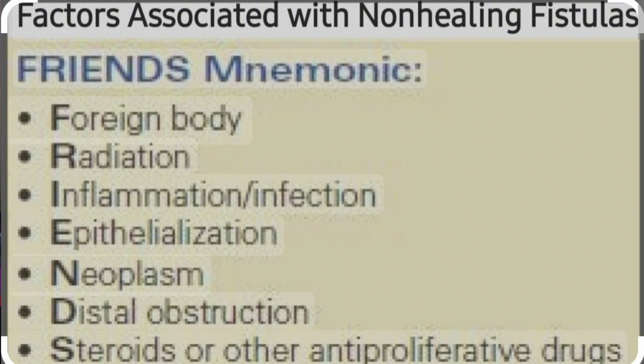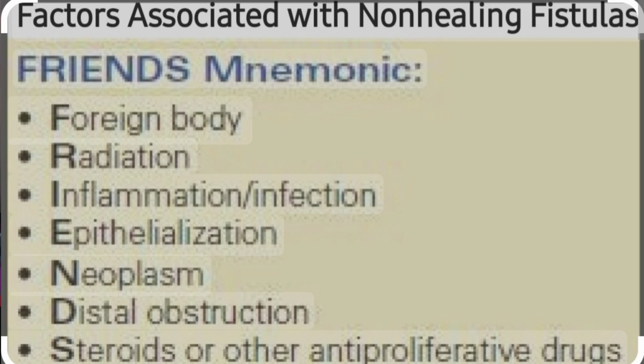E stands for epithelialization. Epithelialization is when the cells of the skin migrate and line that tract that connects the lumen of the intestine to the skin. So if these cells of the skin migrate and line that tract, it will remain open and the fistula will not close off.